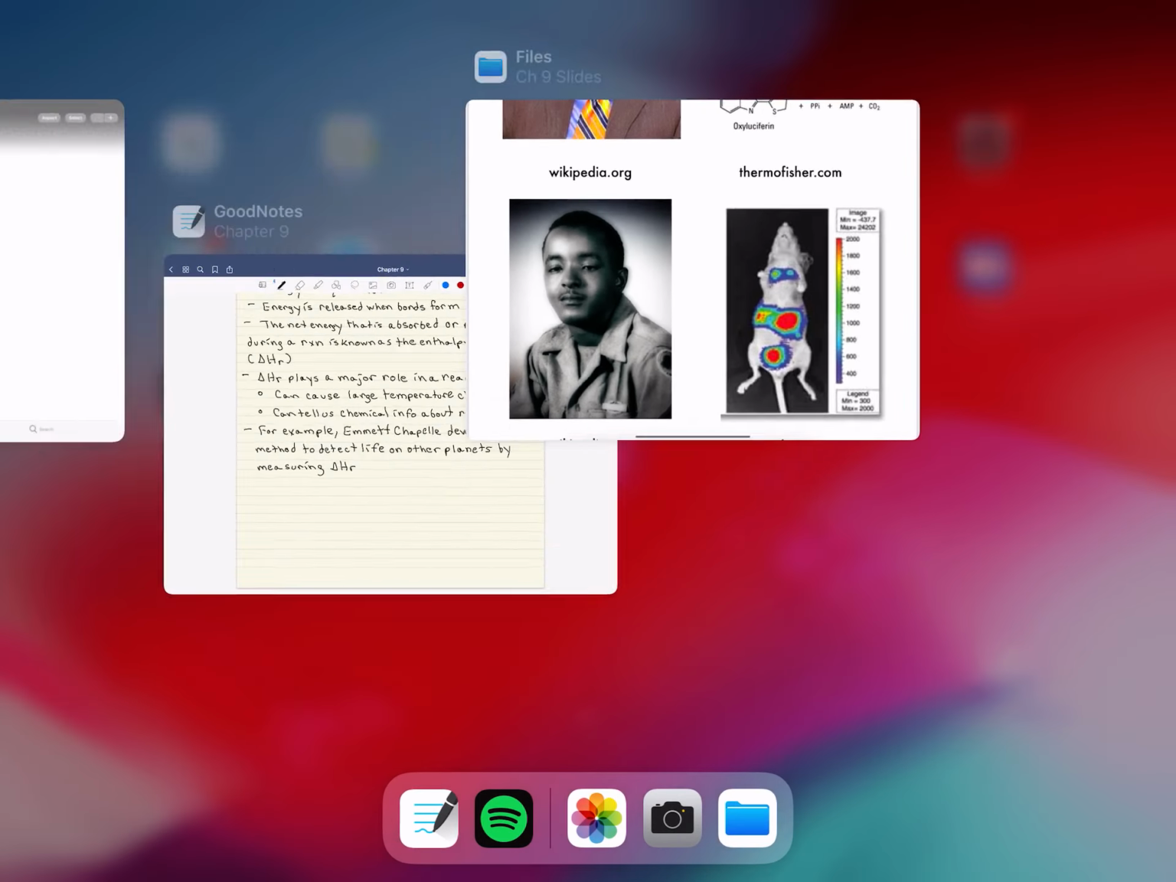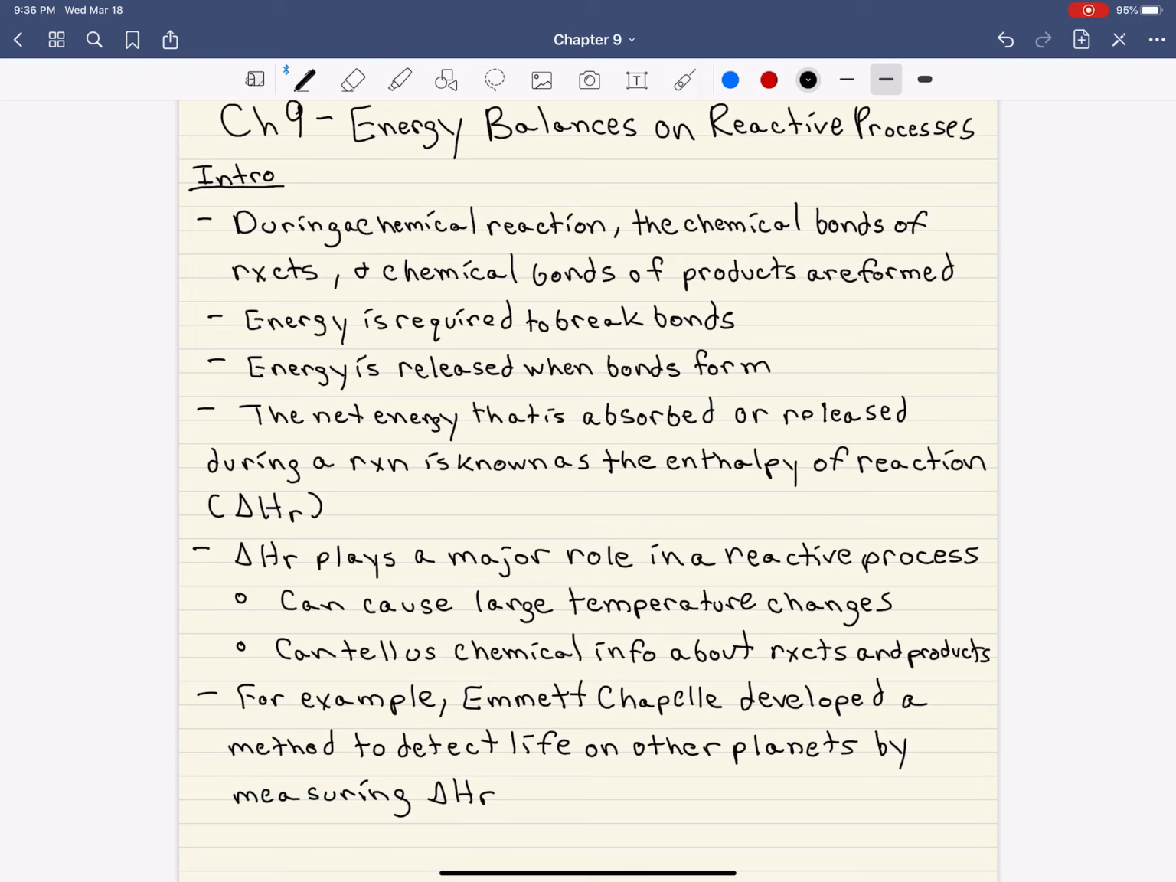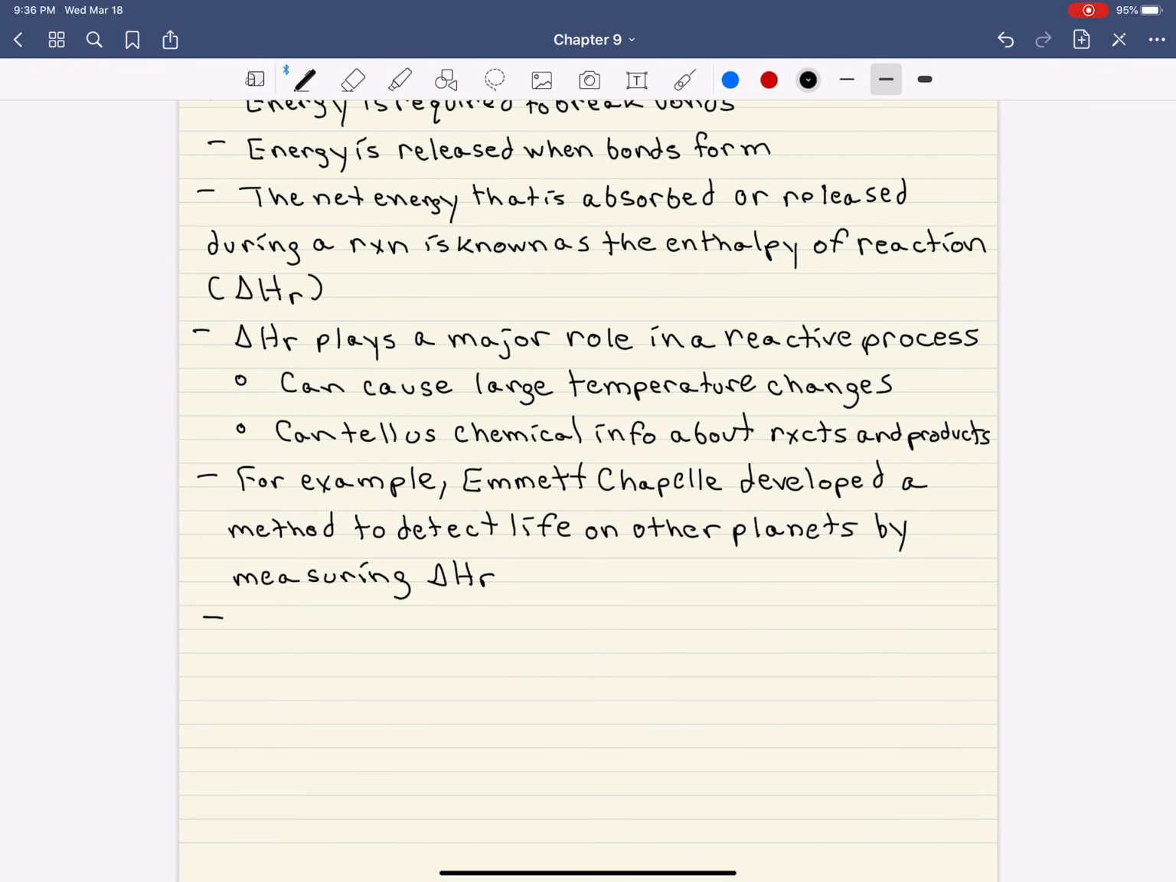In Chapter 9, we're going to learn how to use delta H of R. We'll not only learn how to calculate it, but we'll also learn how to manipulate it within the energy balance. By doing that, that's going to give us insight into a variety of chemical processes.